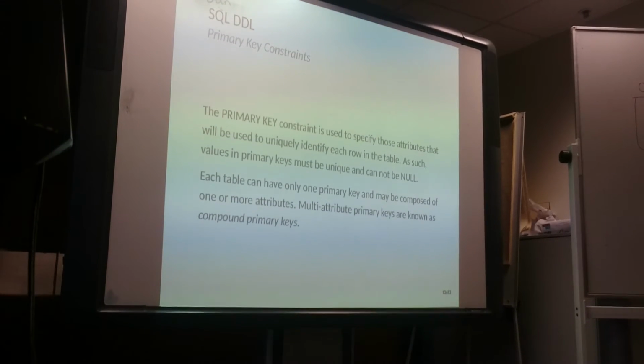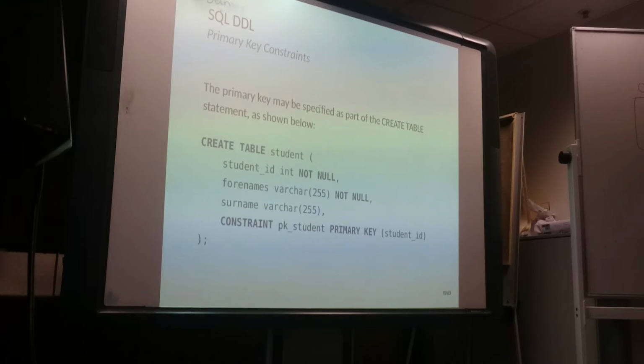So sometimes, if you have a junction table, do you know what a junction table is? When you're trying to create a many-to-many relationship, you have to have a table in between. Well, in that case, both the attributes in the junction table will need to form the primary key. Multi-attribute primary keys are also known as compound primary keys.